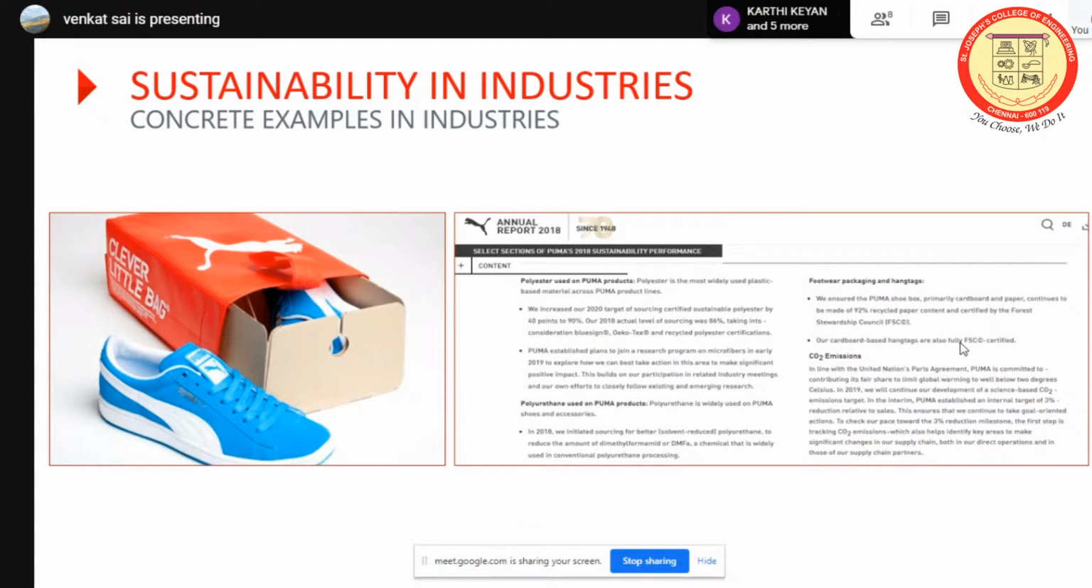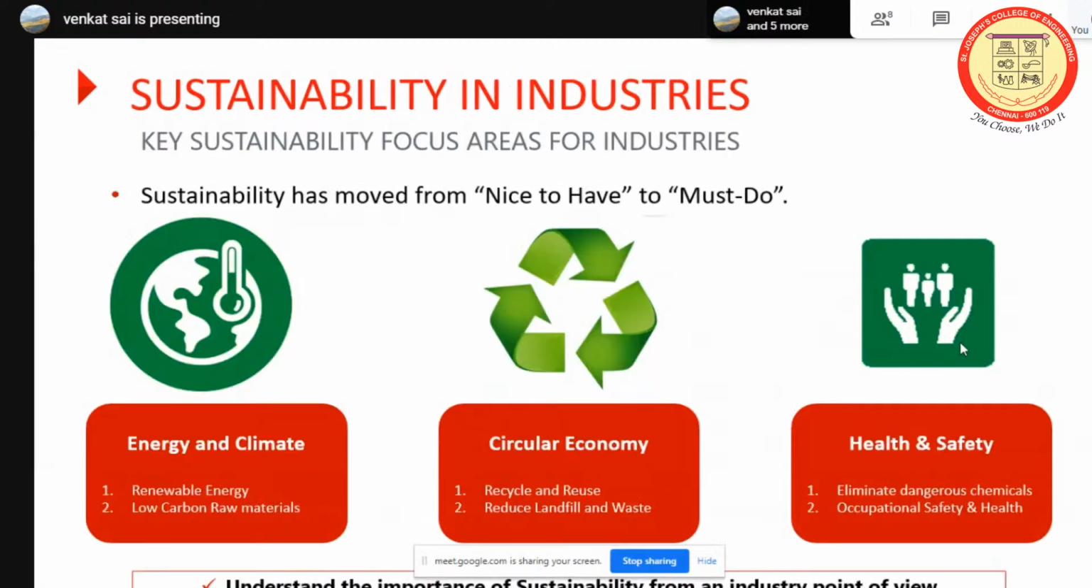Look at the plastic packaging in terms of recycled paper. This is what they are focusing on. CO2 emissions in terms of 3% reduction. So everybody, all major companies are trying to have a positive impact on the planet. And it's not just that they want to have a nice social responsibility line, but sustainability has moved from a nice to have to a must do part of the business.